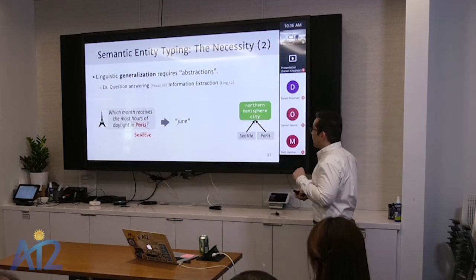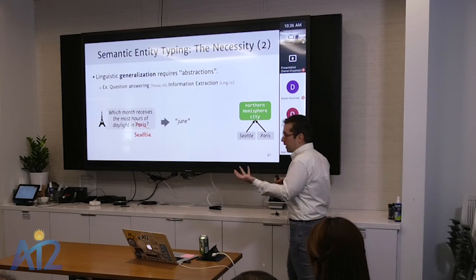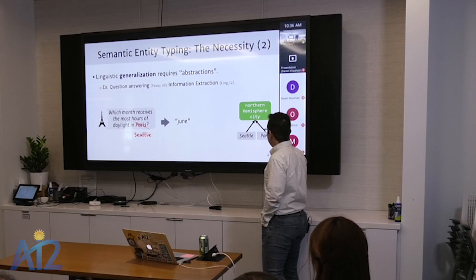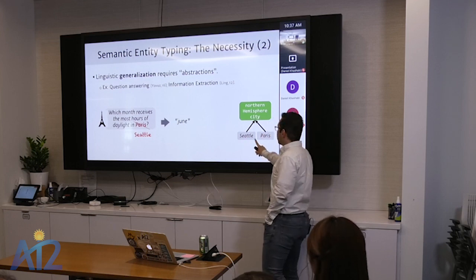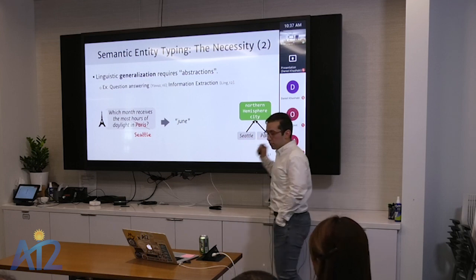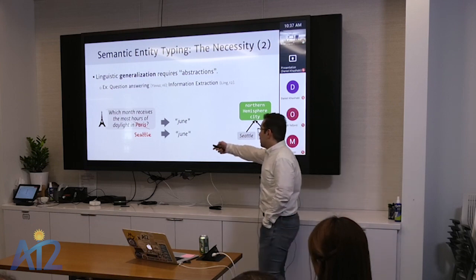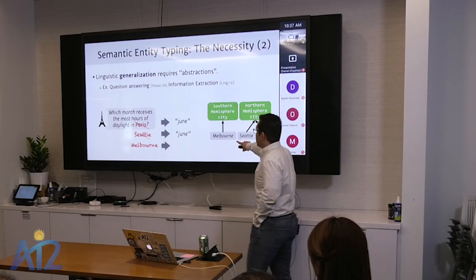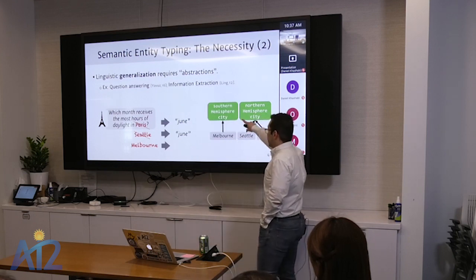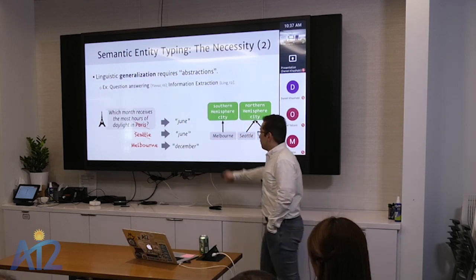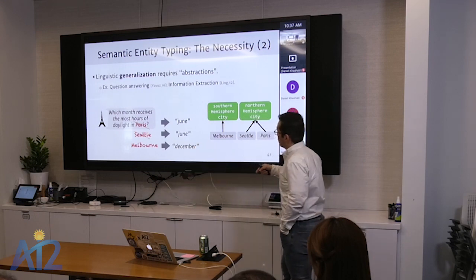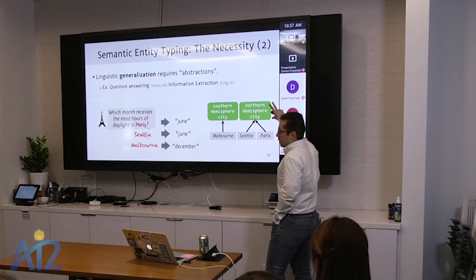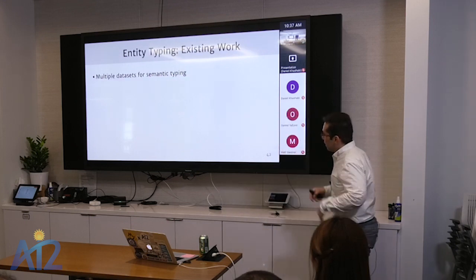You can think about it as basically a semantic entity typing problem. The system has to be able to understand that Paris and Seattle are both of the same type, both cities in the Northern Hemisphere. And again, if I make different changes to this question, if I change it to Melbourne, the system should understand that, again, this is a city, but it is a city in the Southern Hemisphere, and it should connect us to December. So this is generalization by doing abstraction on top of natural language.